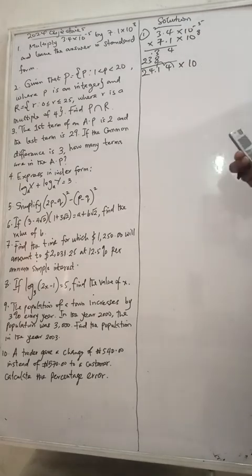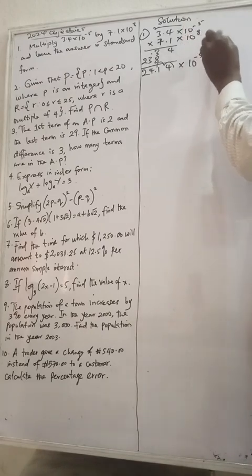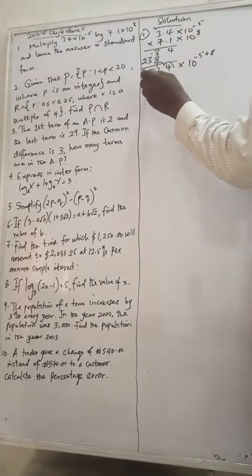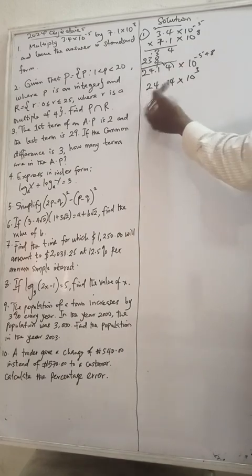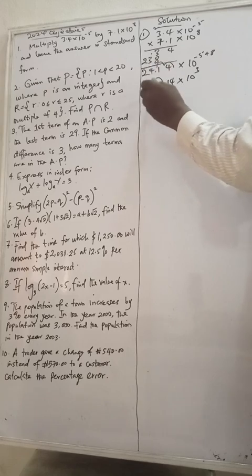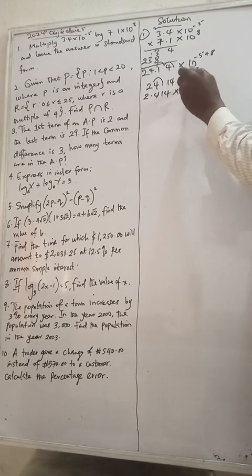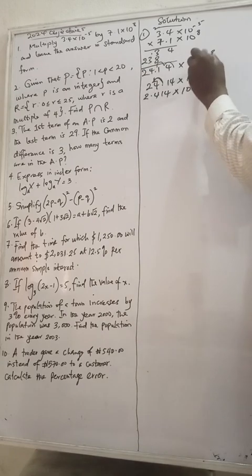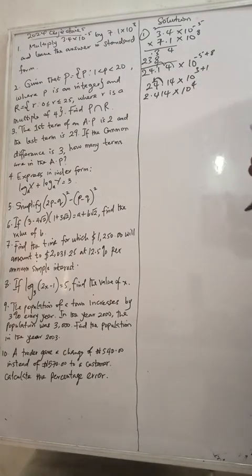According to the rule of multiplication of indices, it will be minus 5 plus 8. So from here we have 24.14 times 10 raised to power 3. But this one is not in standard form yet. So if you move the decimal point here so that it will be in standard form, we have 2.414 times 10 raised to power. By moving it here, the power will increase by 1, so we have 10 raised to power 4. That's for number 1.